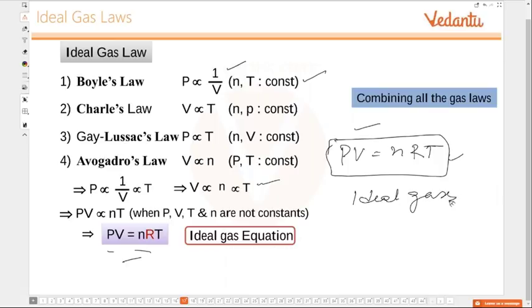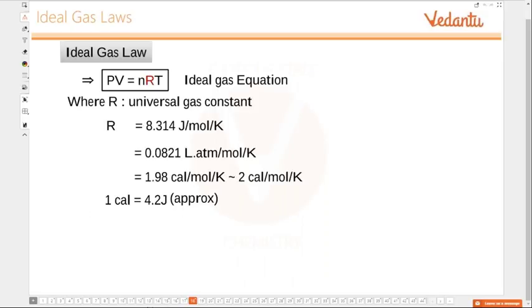Okay? This is the ideal gas equation, PV is equal to nRT. A lot of applications it has. Using this equation, we can find out the value of the gas constant, the universal gas constant R. How do you do that? R is equal to PV divided by nT.